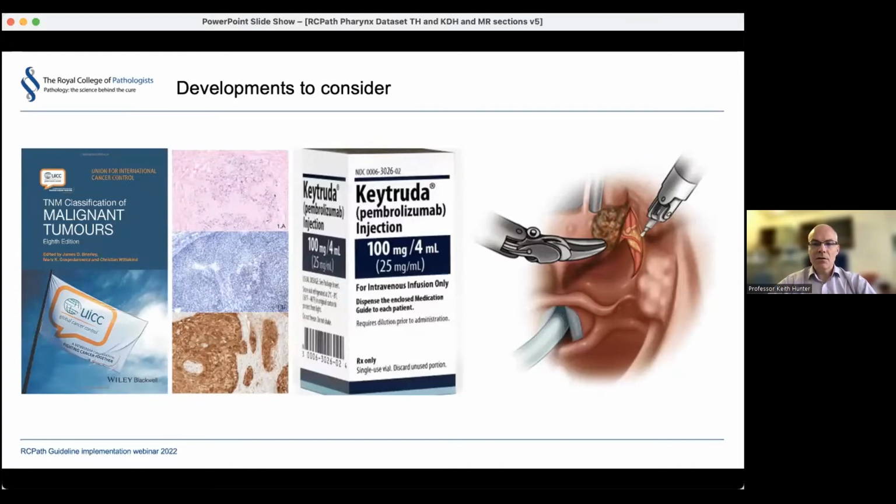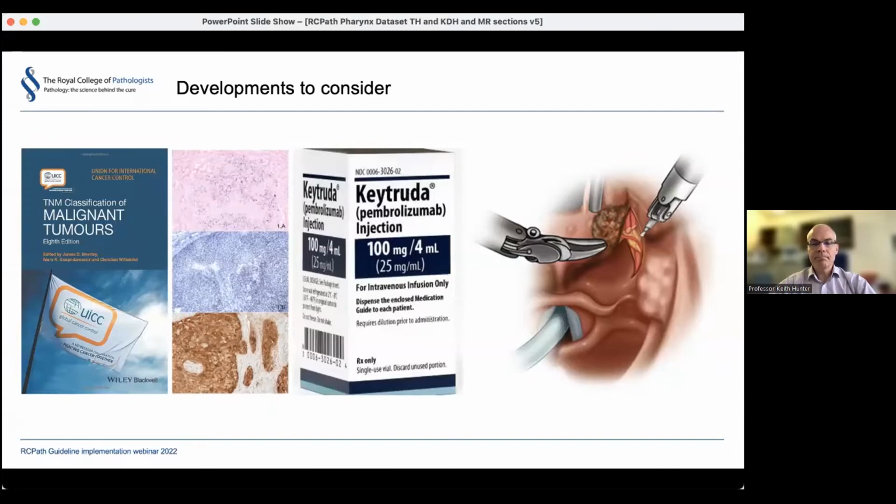These particularly related to some of the changes in the oral cavity, and also particularly in relation to the staging of the neck. Now, the changes in the neck are quite profound in relation to the cancers of the oropharynx in particular, but these are going to be the subject of a later dataset and webinar, which is currently in preparation.